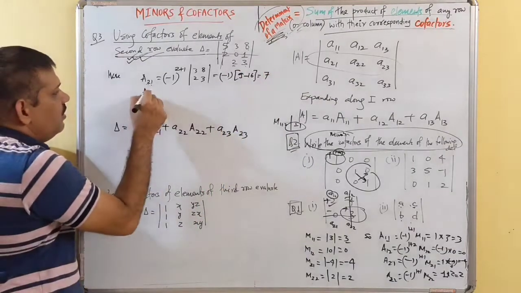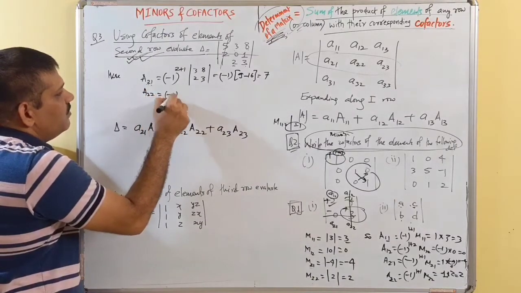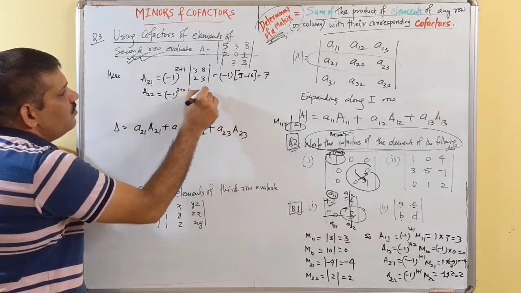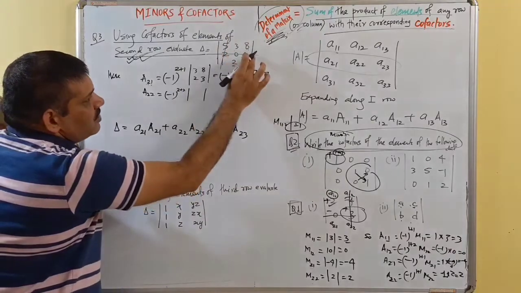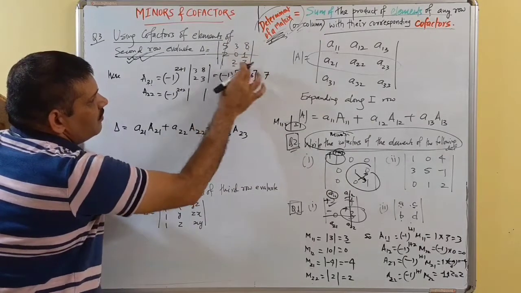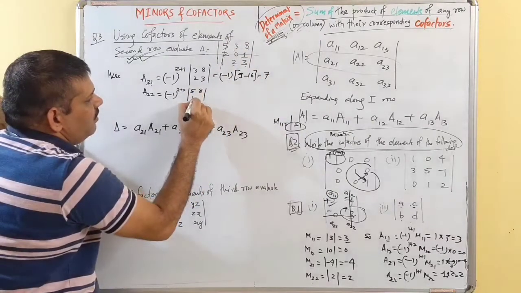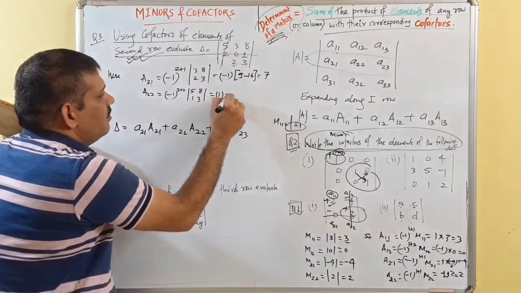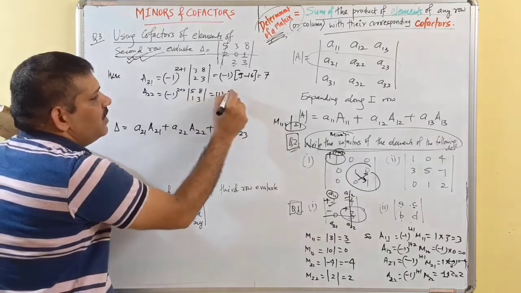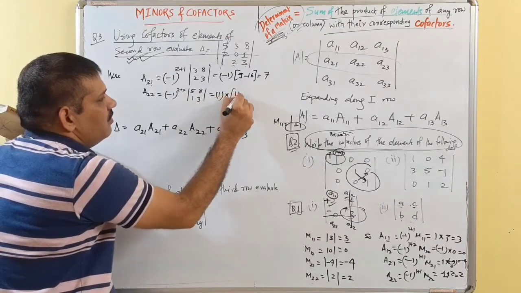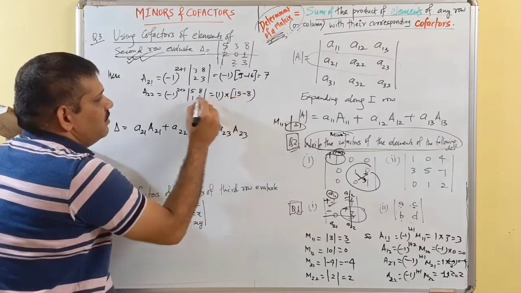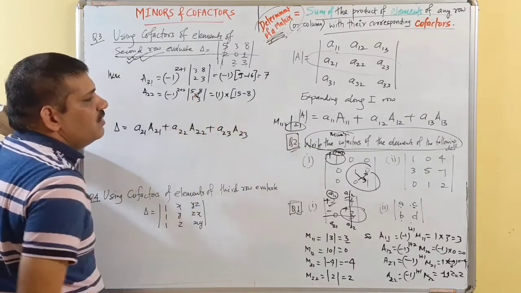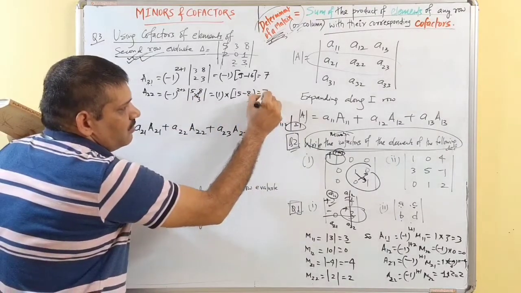Well, A22 is nothing but minus 1 raised to 2 plus 2. We will eliminate this row and this column, so this will give us 5 8 1 3. So obviously it is going to come plus 1 multiplied by 5 3s are 15 minus 8. 15 minus 8, that is 7.